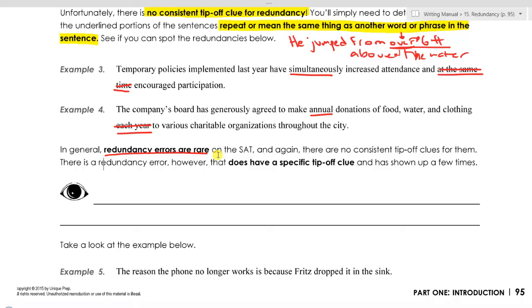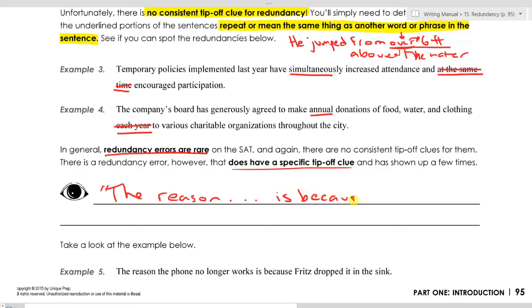There is one redundancy error that has shown up a few times in the past that does have a very specific tip-off clue, and the tip-off clue is this: the reason is because. When you say the reason, you are about to indicate a cause, and when you say because, you are about to indicate a cause. So combining the reason and because is redundant.